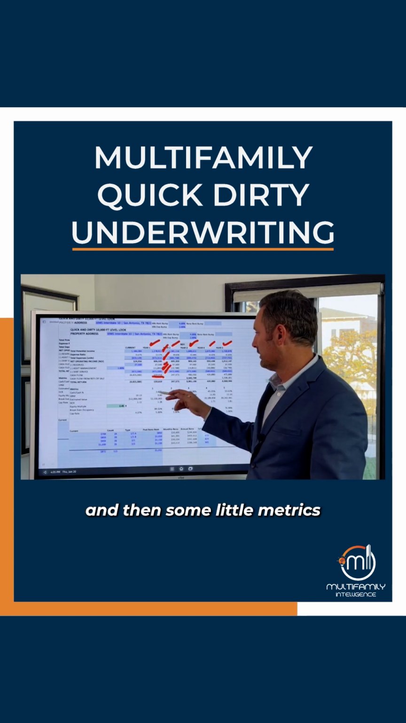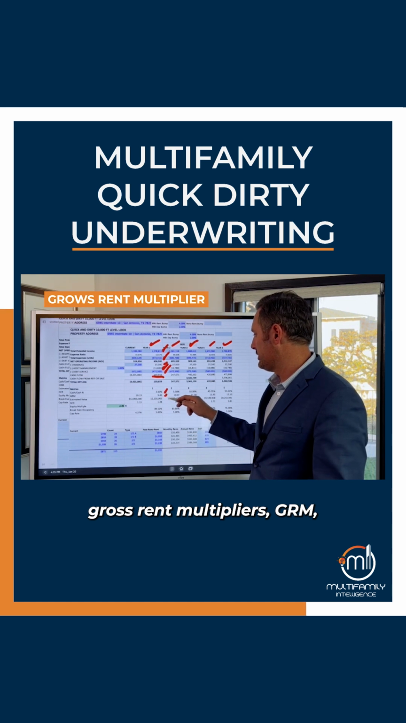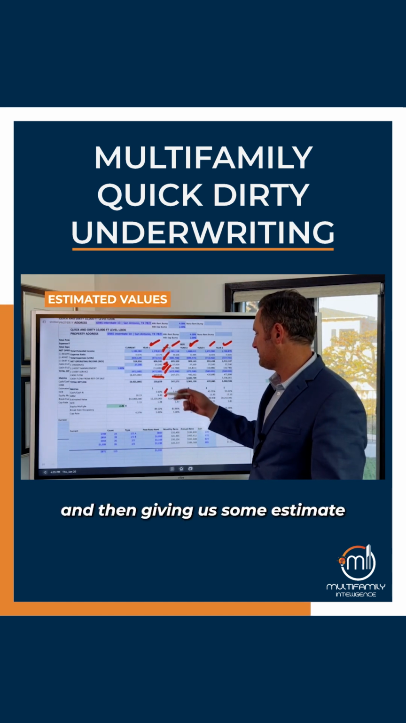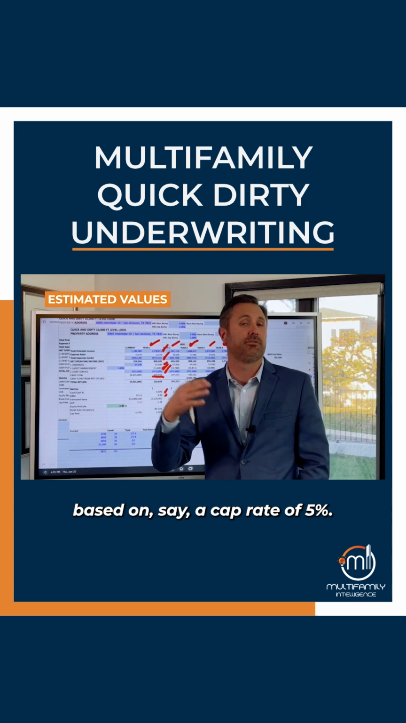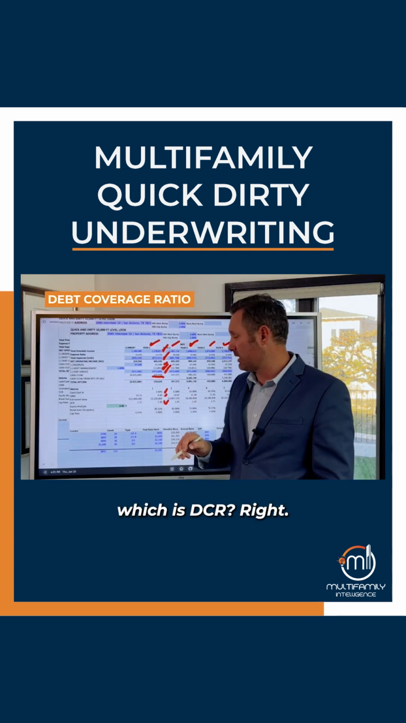Then some metrics we're looking at are cash on cash returns, gross rent multiplier (GRM), and some estimated values based on, say, a cap rate of 5%. What does that look like? And debt coverage ratio, which is DCR.